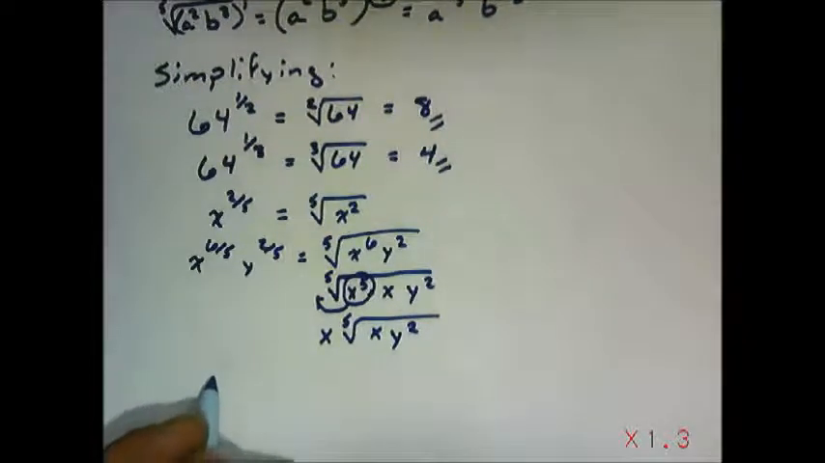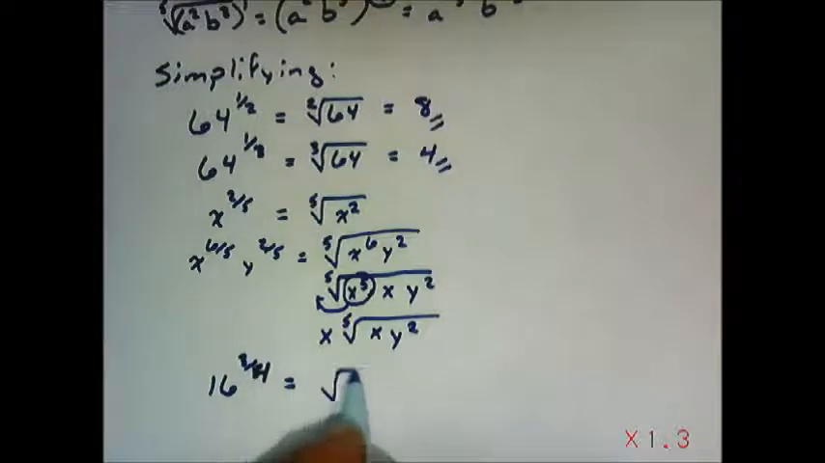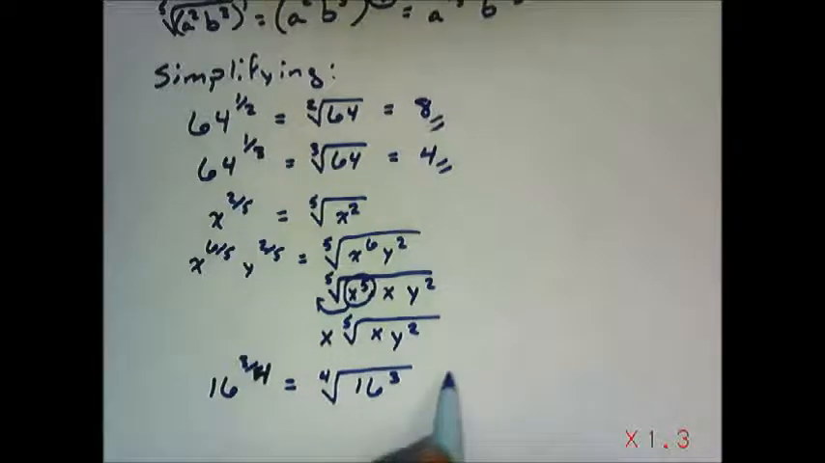Let's go ahead and take a look at a little more complicated simplification. Let's make that to the 3/4 power. So if I have 16 to the 3/4 power, I can rewrite this as a radical. I'm taking the fourth root of 16 to the third. The nice thing with radicals is that if I have an exponent on the inside, I can bring that to the outside. So I can think of this as the fourth root of 16 quantity to the third.